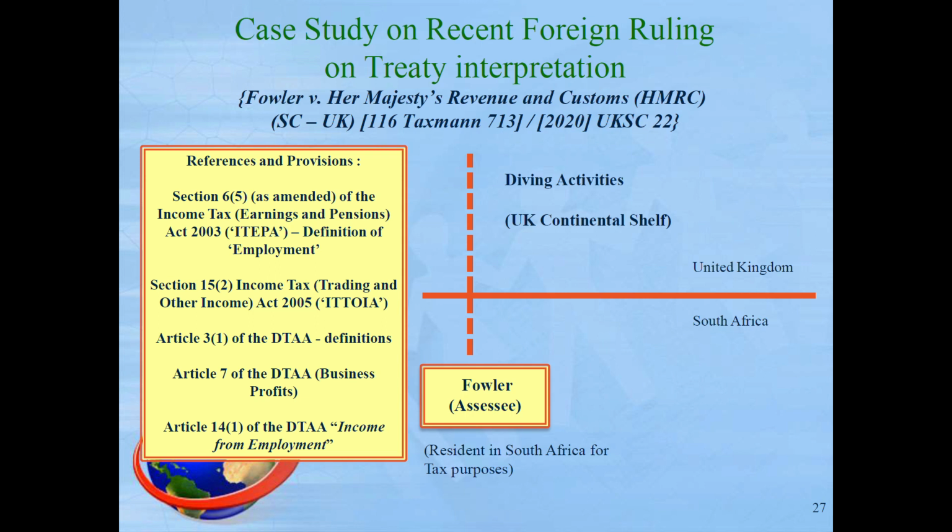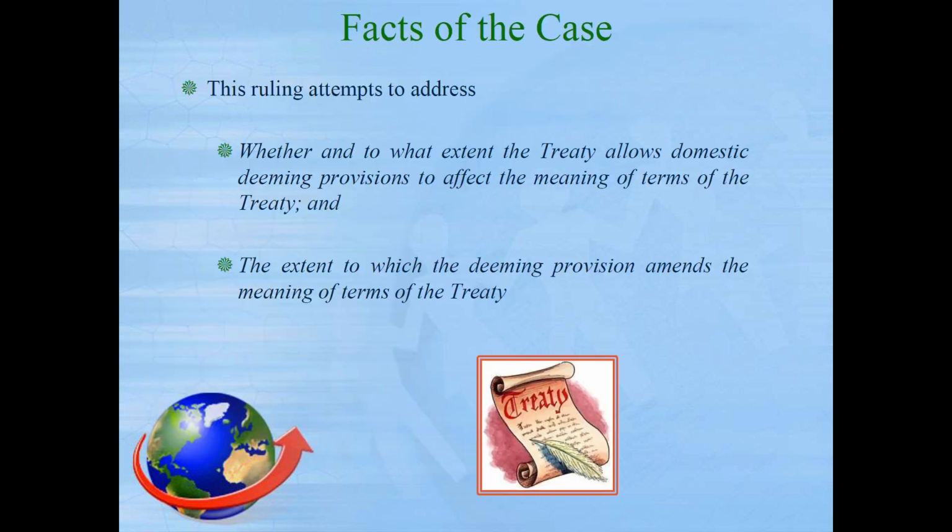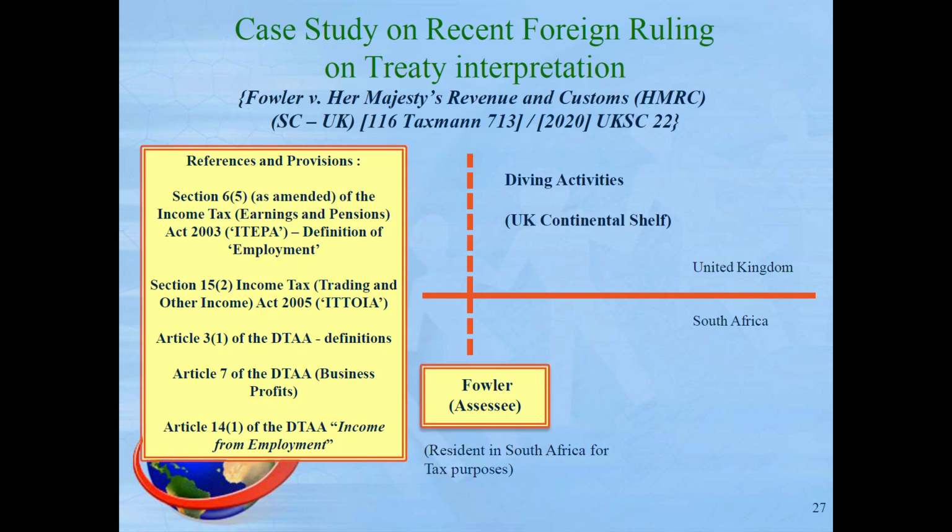But the issue was complicated by two issues. The first one was that in the UK, for domestic tax purposes, the qualified diving activities were considered to be business profits. I will first just explain the case law briefly and then we will move on to the slides. So as I said, the issue was that in the United Kingdom, according to the domestic tax law, the diving activities were taxed as if they were self-employed and considered as business profits.